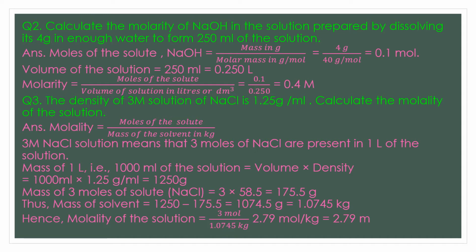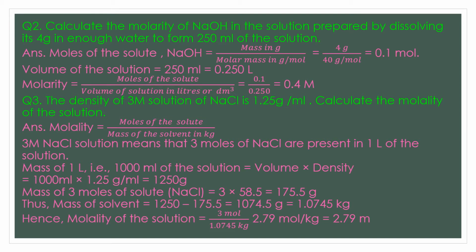So let us proceed further and discuss one more question based on molality. The question is: the density of a 3 molar solution of NaCl is 1.25 gram per milliliter. Calculate the molality of the solution. For finding molality, we know the formula: moles of the solute divided by mass of the solvent in kg. We know that a 3 M NaCl solution means 3 moles of NaCl are present in 1 liter of the solution, because that's the molarity given.